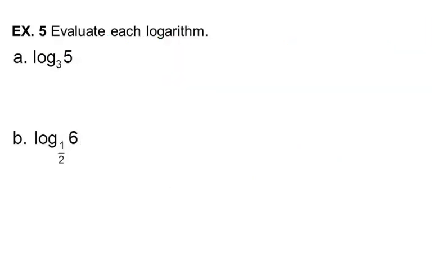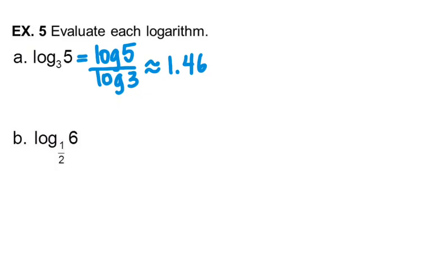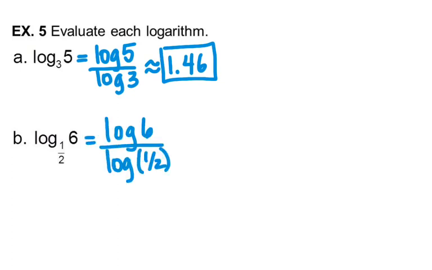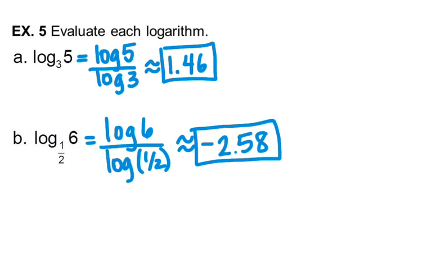Okay, now we're going to use the change of base formula. So remember, this is optional. It just depends on if you want to use the log base function on your calculator or not. But log base 3 of 5 is the same as log 5 divided by log 3. So if I type that in my calculator, this is approximately 1.46. Same thing for part B. I can type log 6 divided by log 1/2. And this is approximately negative 2.58. So it's just another way to type in logarithms that are other than base 10.